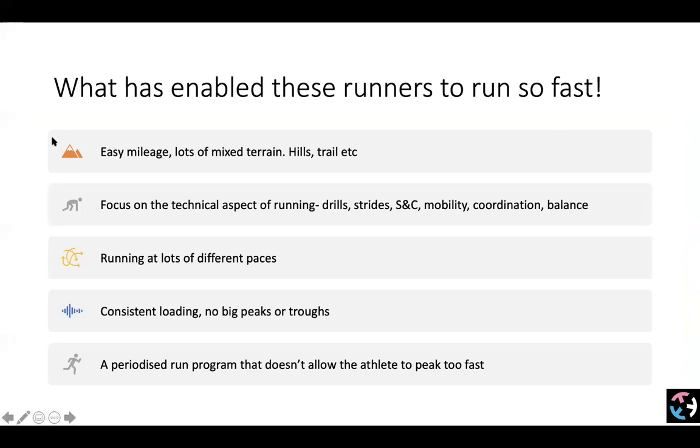So they do a lot of easy mileage. A lot of their running is very easy, but it's in a lot of mixed terrain, so they use a lot of hills and trails. One of the reasons they use hills so much is for strength, but it also helps with their mechanics. A lot of people think that the benefits of hilly running come from running uphill, whereas I'd actually argue that most of the benefits come from running down the hill.